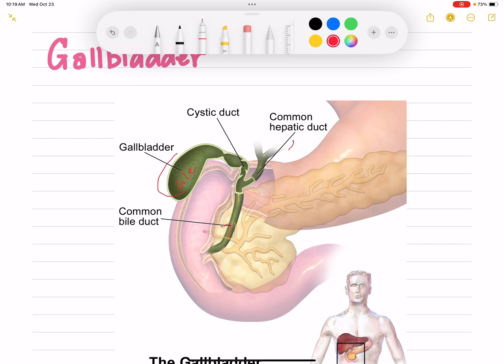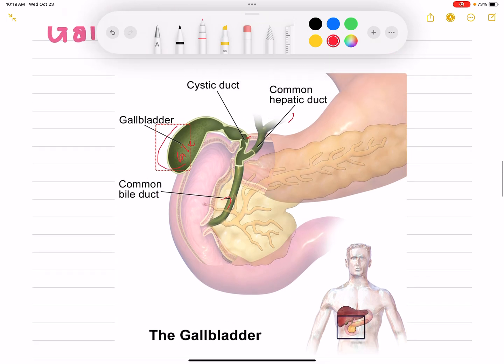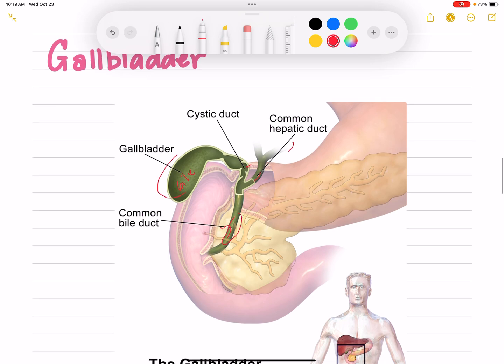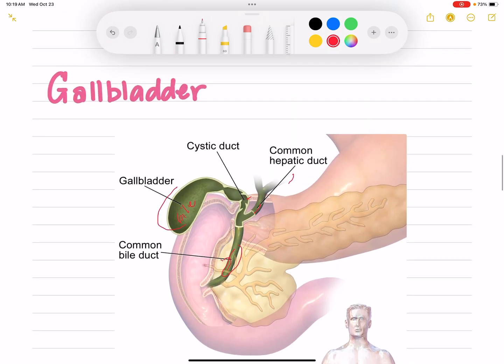So, ara siya, cystic duct naton, this one. And ga-join na siya sa common hepatic duct, to form the common bile duct. Okay? So, this is the gallbladder. Ang functions ng atong gallbladder is for storing bile. So, stores and concentrates bile. So, ang bile is a substance that helps the digestive system break down fats. Okay?